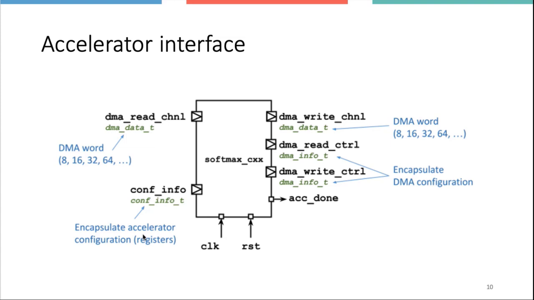Then, to program the DMA controller, we have two ports, DMA read control and DMA write control. These encapsulate the DMA configuration. To transfer data from and to the main memory, we have the DMA read channel and the DMA write channel. Finally, there is a port to notify the task completion back to the software application, acc_done. And this can be mapped either on a register or to an interrupt.